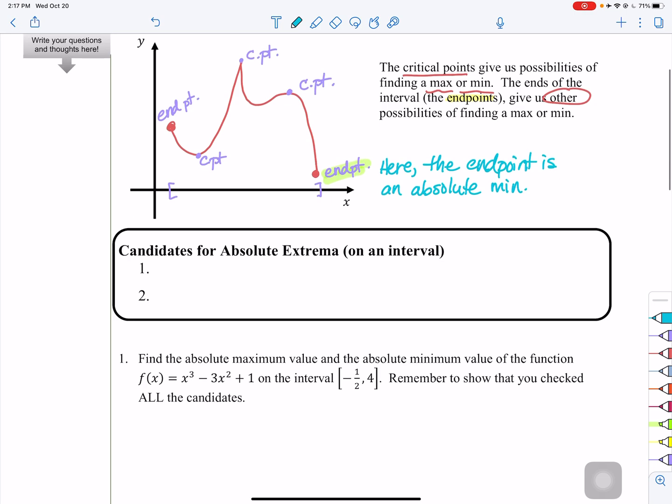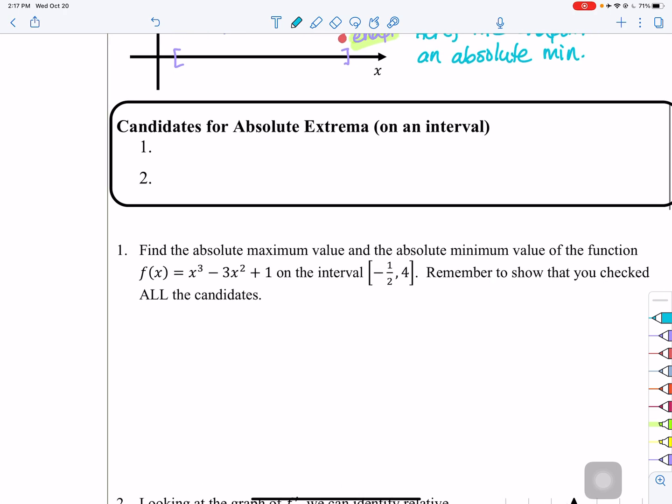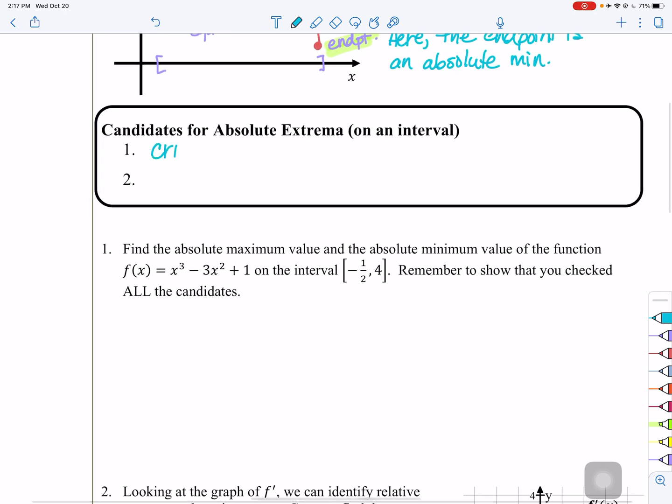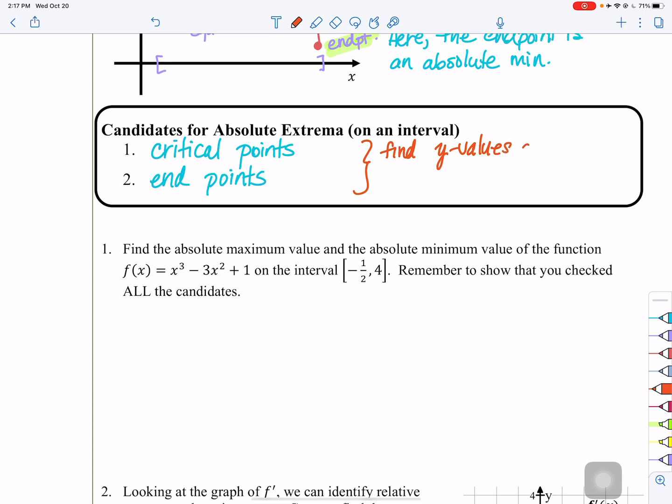So candidates for absolute extrema on an interval are critical points and endpoints. So we do need to look at the y values, and choose the highest and the lowest for your absolute extrema.